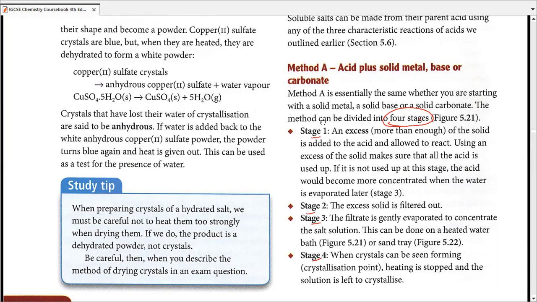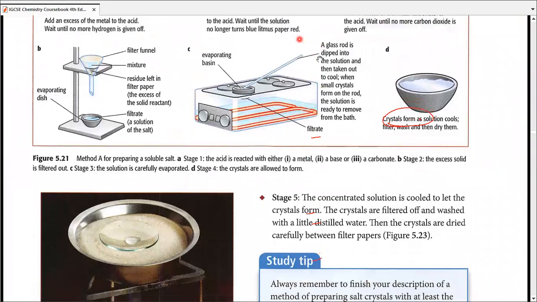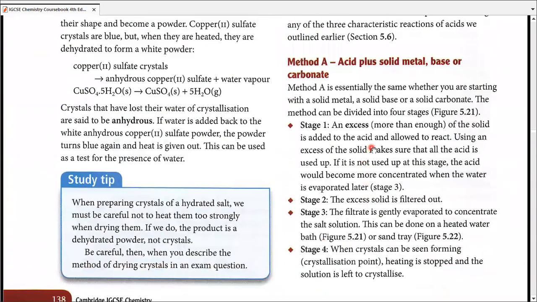If I move on to the next page, we have a huge diagram on top. And right beneath it, you find stage five right over here. There you have it. So yes, it says 4 stages, but it puts up 5 stages. But let me tell you, it says 4 stages because if you look at the past papers, they usually want you to write in 4 steps instead of five.